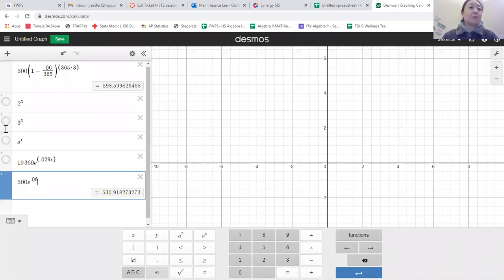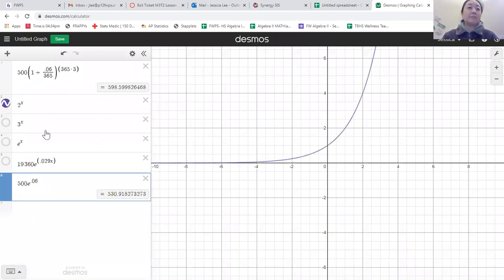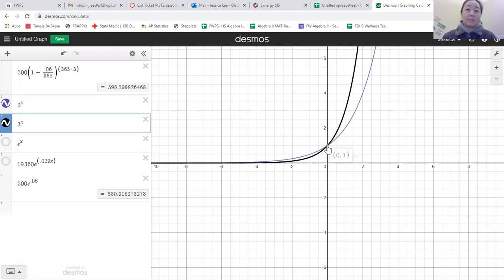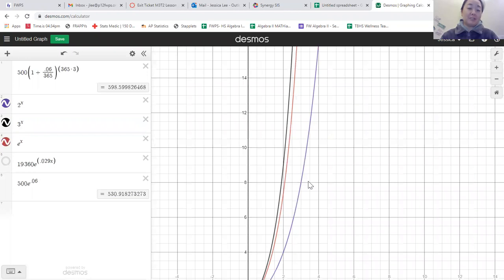So here we go. Here's our graph. Here's 2 to the x power. Here's 3 to the x power. Notice 3 is definitely much more sloped. Notice at the y-intercept, it crosses at 0, 1. Why is that? Because remember, anything to the 0 power is 1. So e to the 0 power should still be 1, right? Yeah, it's still 1. It doesn't matter what the base is. If you look at the red line, it is much closer to the 3.